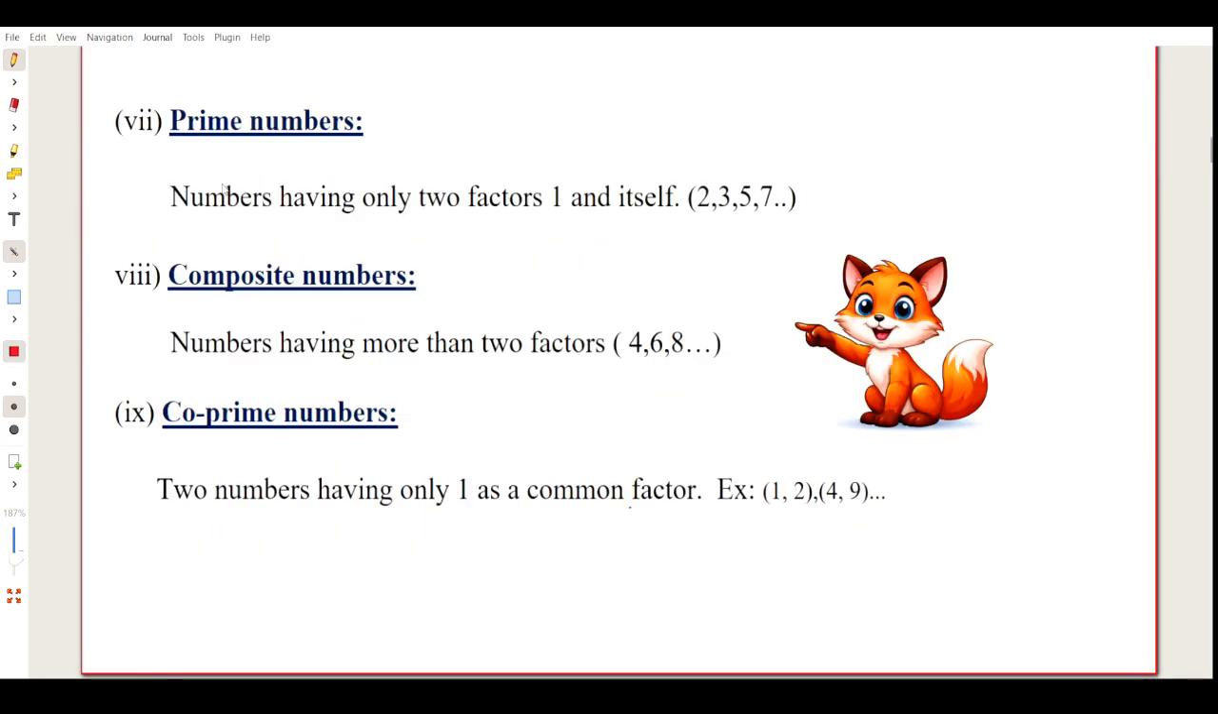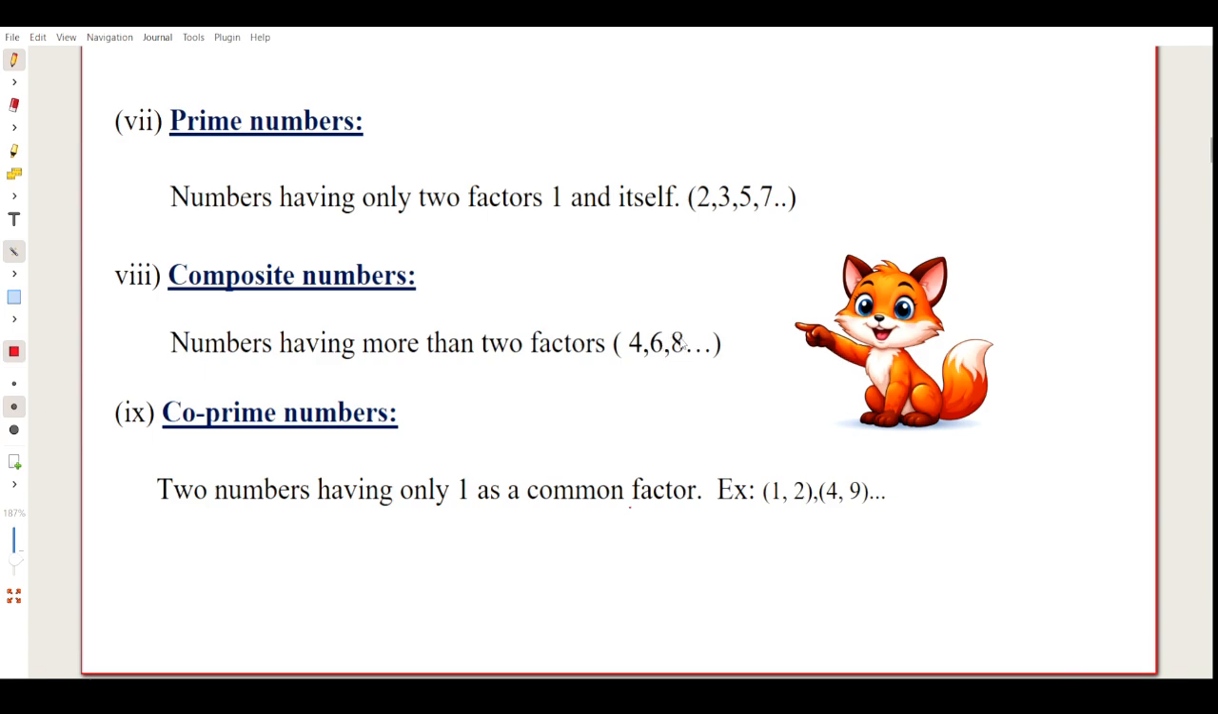Next you must know, what is a prime number? Prime number means numbers having only two factors, 1 and itself. If a number has only two factors, 1 and itself, it is called a prime number. If the number has more than two factors, it's called a composite number. For example, 4, 6, 8. These have more than two factors.